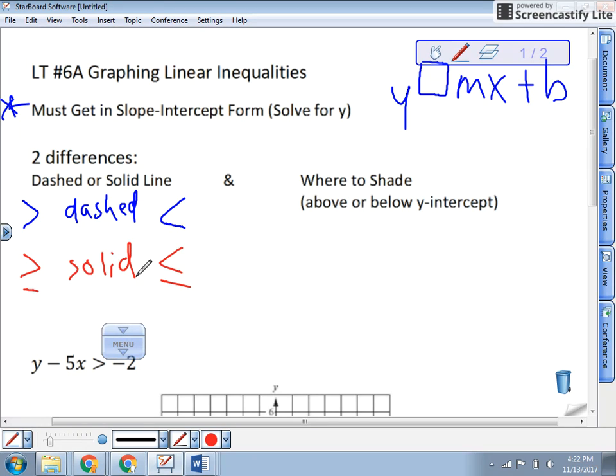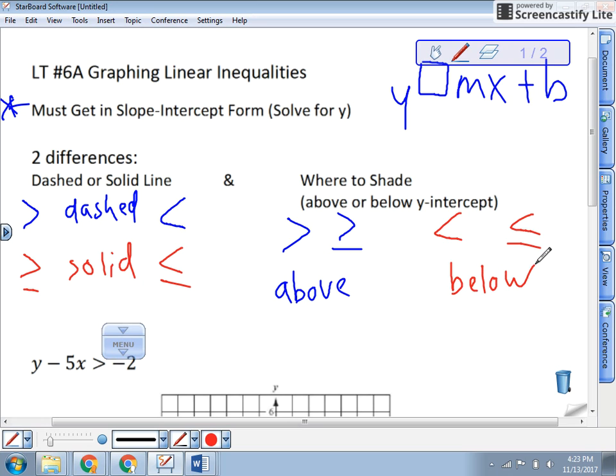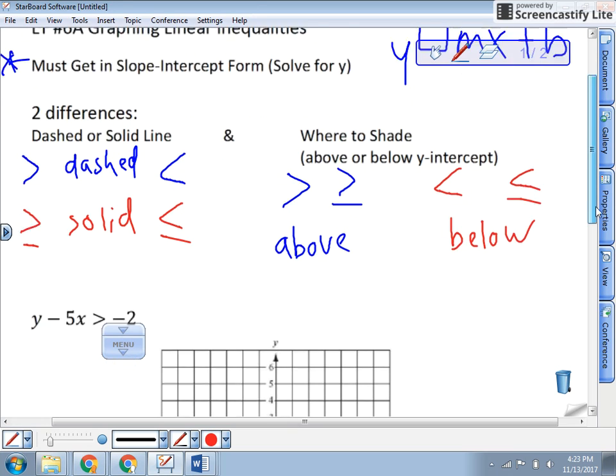Now, where to shade? You need to do this for every one, above or below the y-intercept. So we'll always be really keen on that y-intercept because we're having y by itself. So if we use a greater than, or a greater than or equal to sign, either one of those signs, we're going to be above the y-intercept. And if we use a less than or a less than or equal to, anything less than, we're going to be below that y-intercept. So there you have the differences. Now let's take a look at a couple quick examples.